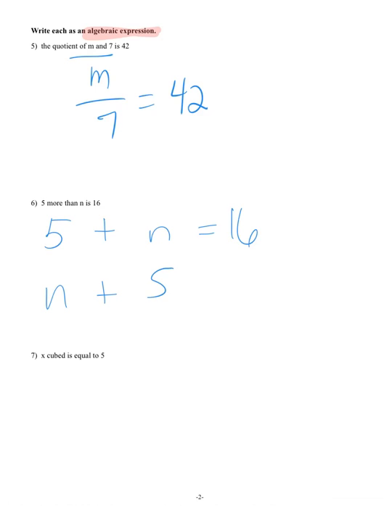So, number 1, the quotient of m and 7. Since this is addition, you could also write it like this, because it's addition. Both those would give you the same answer. If it was subtraction, it would not give you the same answer.